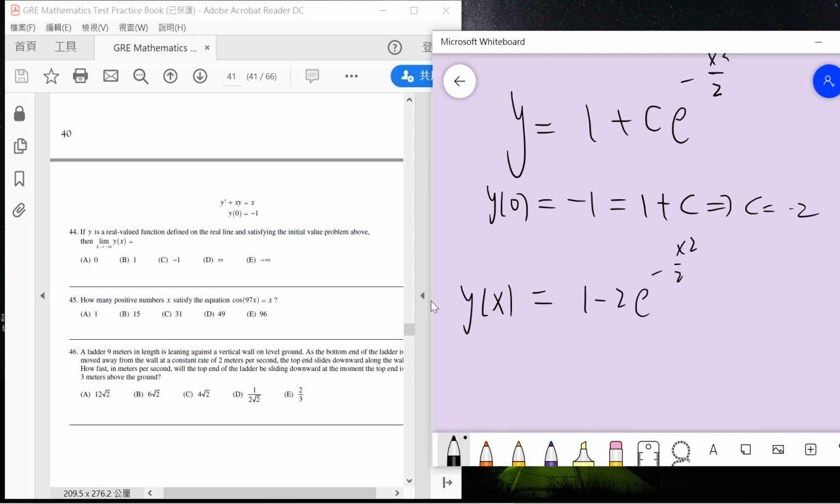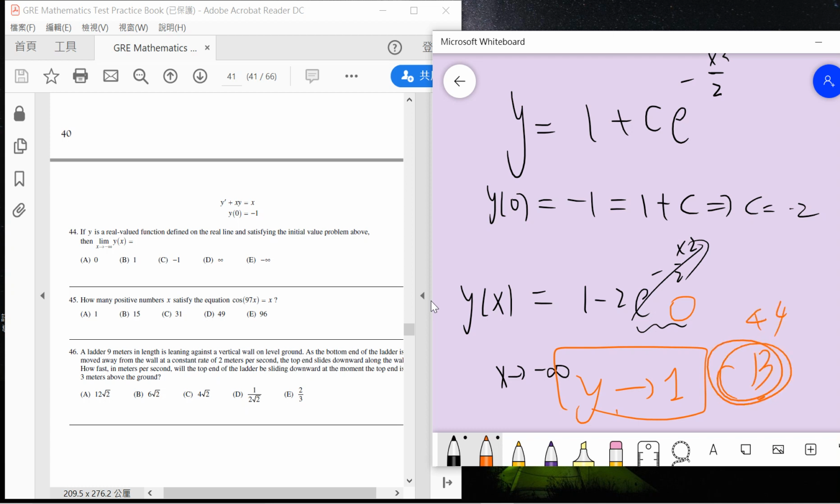Okay, and they ask about x going to negative infinity. So this term will be 0. So we choose what? We choose B. The answer should be B. Okay, then we go to 45.